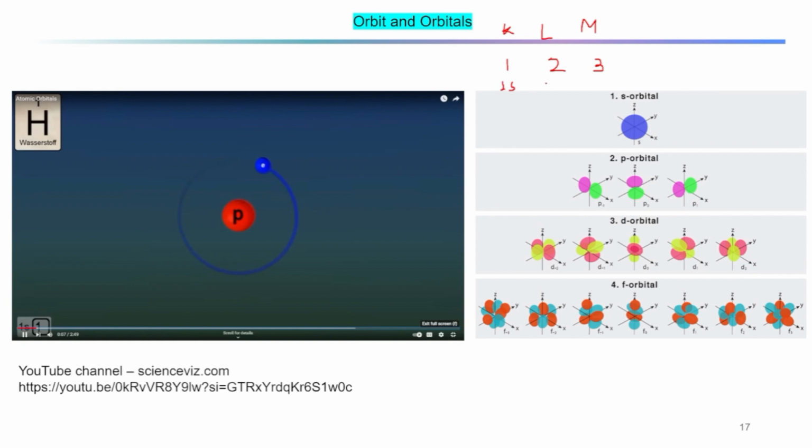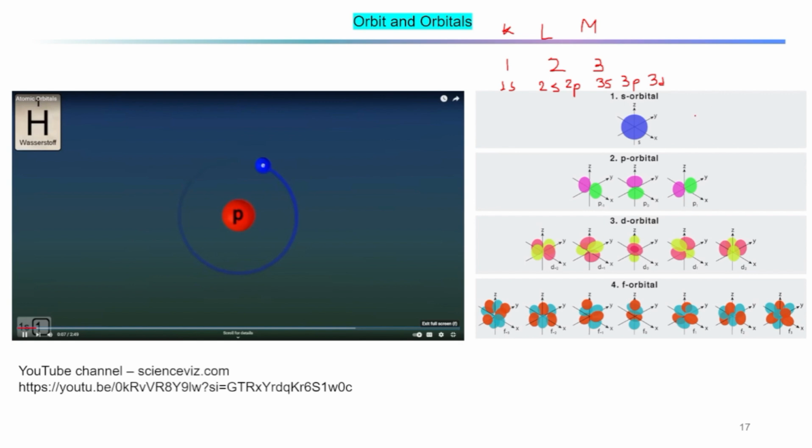In case of the second orbit we have 2s and 2p. In case of the third orbit we have three different orbitals, that is 3s, 3p and 3d. Similarly, in the fourth orbit, we have 4s, 4p, 4d, and 4f.